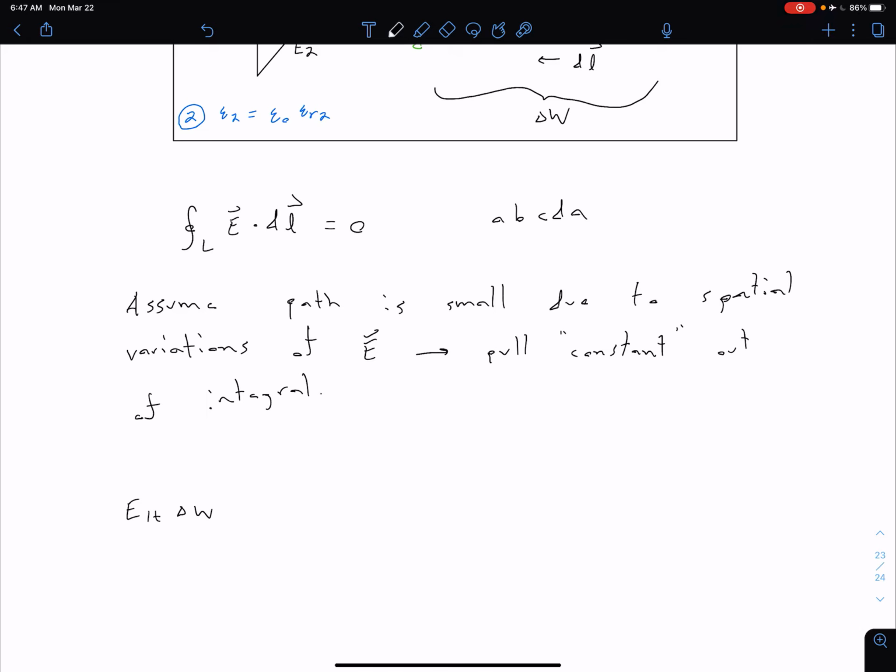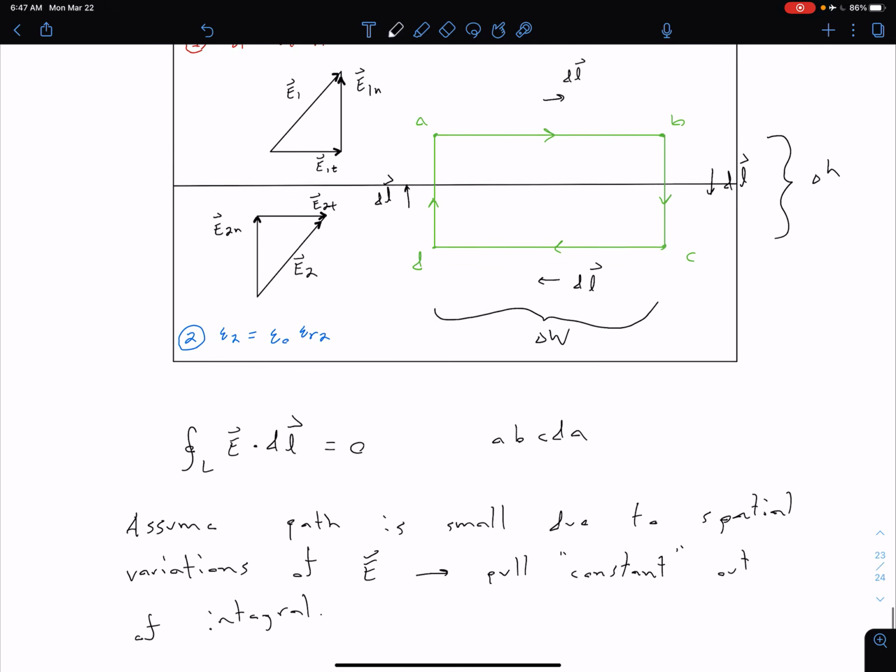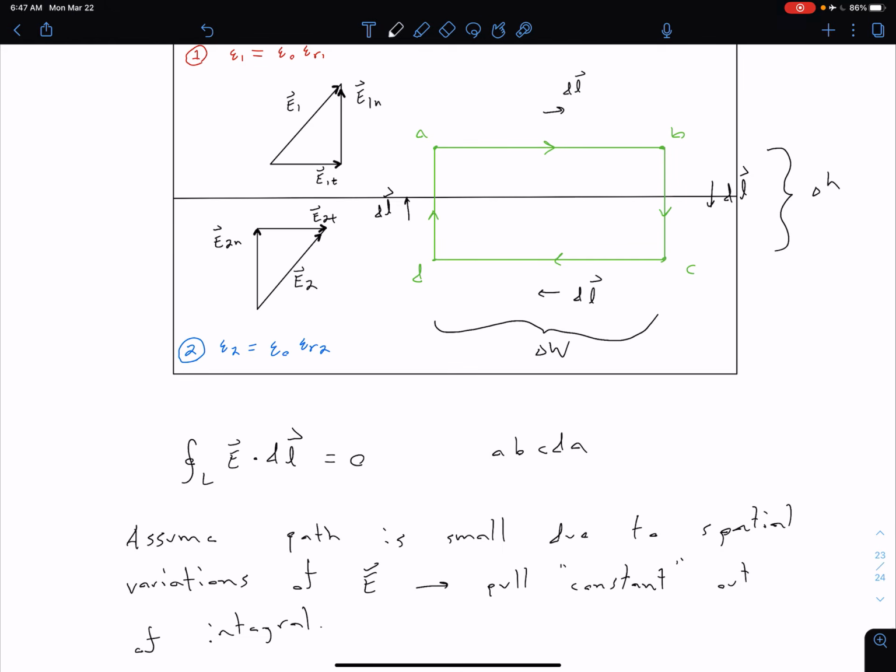All right, so now for the second part, we're looking at this path BC. So we're going here, and we're going to have to split this up into two parts, because in this first part here, we're dealing with our electric field 1, and then with our second part, we're dealing with our electric field 2.